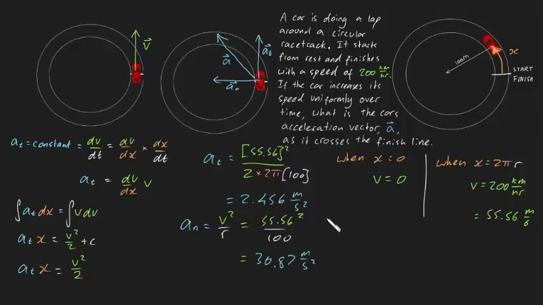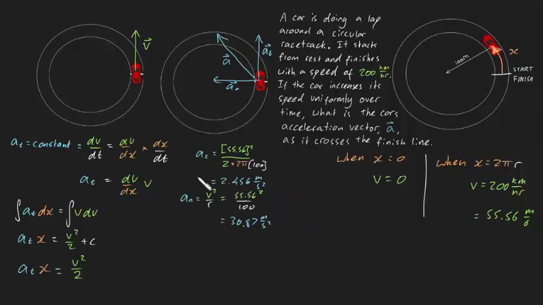Okay, let me resize this again. There we go, I've resized it just to make a little bit more space. And now that I've resized this, we can actually write our acceleration vector is equal to a_n e_n plus a_t e_t, right? Don't forget, e_n and e_t are just unit vectors, denoting the normal direction and tangential direction, respectively, right? And when you plug these values in, that's going to be 30.87 e_n plus 2.456 e_t, right?